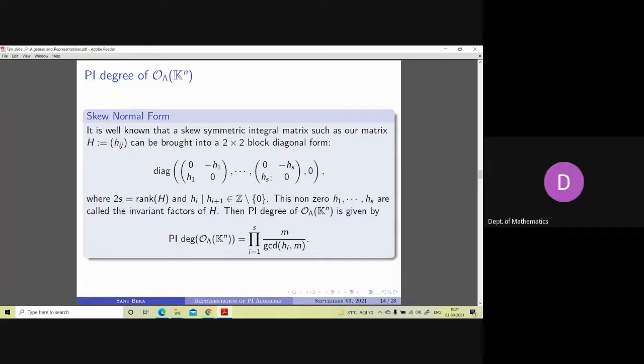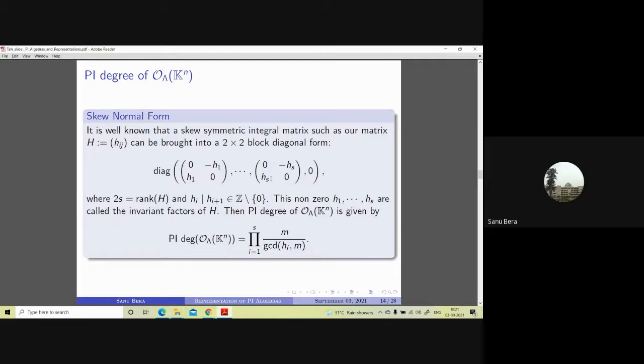That is a property of skew symmetric matrices. This skew normal form is the canonical form for skew symmetric integral matrices, and that is special for skew symmetric matrices, not for any matrix. Under which action? For example, Smith normal form is the canonical form for GLn cross GLn, right? Yes, because you can multiply on the left and on the right.